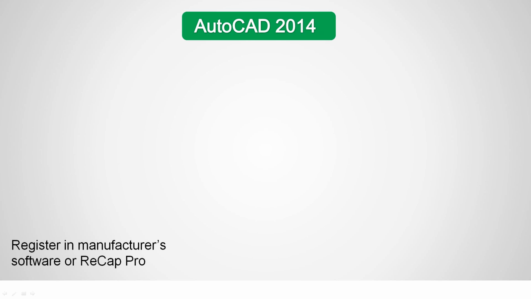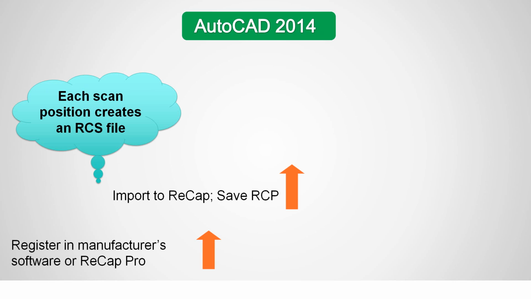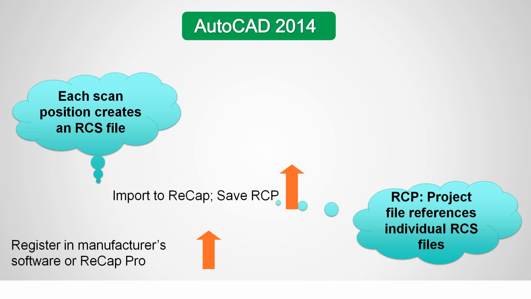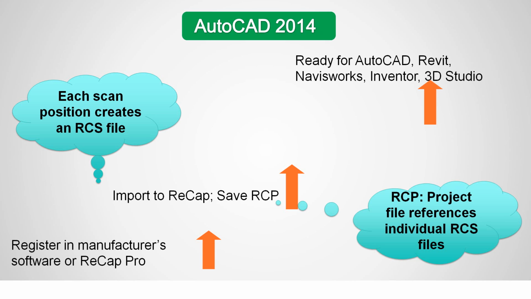So once you had your scanned data, you would import it into Recap if you had not already used Recap Pro. And what this would do is for every scan position in the field, it would generate an RCS file, a reality capture scan. And when you save this project, all of your scan positions, it would save as an RCP, a reality capture project, which would reference each individual RCS scan position. This data could really just be brought in directly into a number of Autodesk products. You could just simply attach the RCP file or individual RCS scan positions.